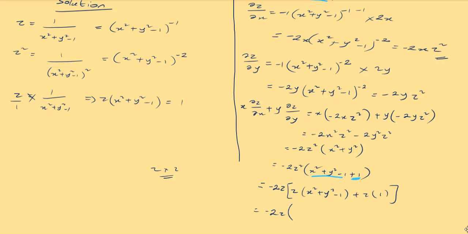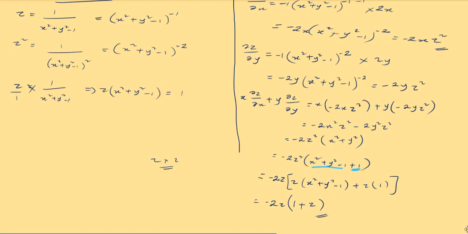Now z multiplied by x squared plus y squared minus 1, the answer will give me 1 plus z times 1, the answer is z. And that is what we are told to prove from the question. Let's go to the next question.